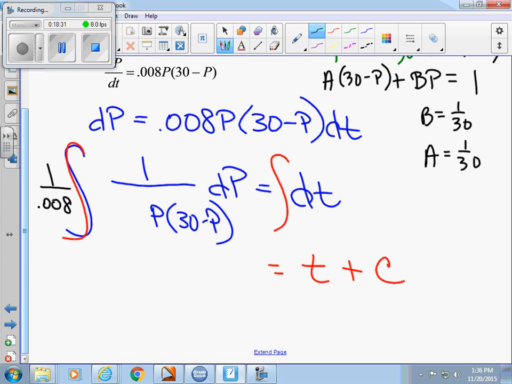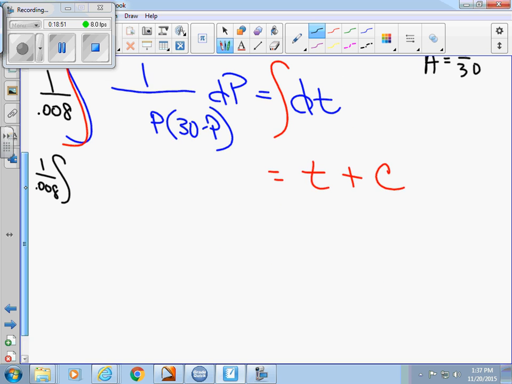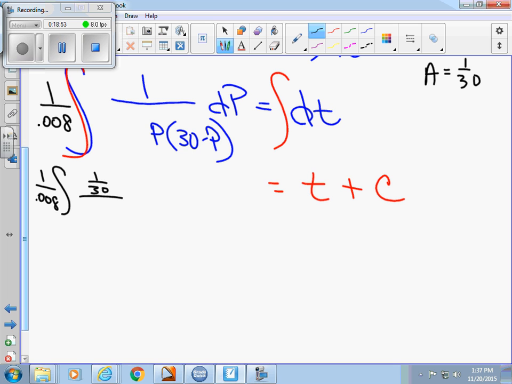So I have the integral of 1 over 0.008. Another thing you could have done that probably would have been smart, you could have left the 0.008 on there for t. If I were smarter, maybe I would have done that. You can do it however you want. So we have 1/30 divided by P plus 1/30 divided by 30 minus P dP. Now we are going to anti-differentiate.